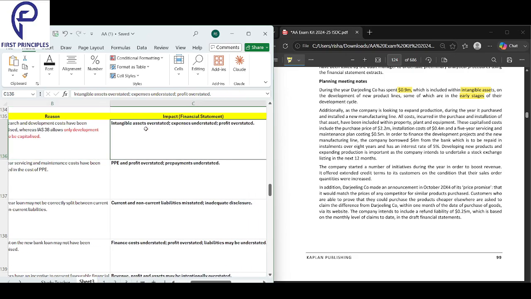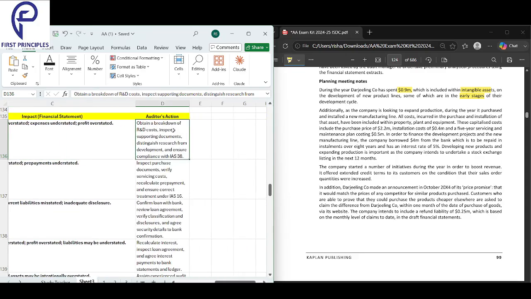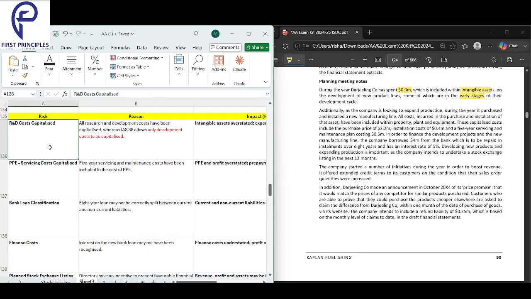Okay, so what will be the impact here? Intangible assets will be overstated, your expenses will be understated, and even your profit will be overstated. That is the impact. And what should the auditor do? Obtain a breakdown of the research and development cost, inspect the supporting documents, and distinguish between what is research cost and what is development cost, and ensure it is in compliance with IAS 38. Okay, so firstly, what you should do?